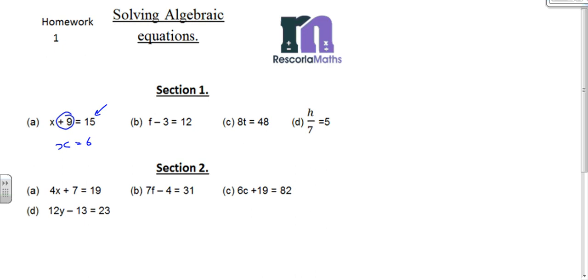Okay, question B. So we want to end up with f equals something, and what we need to do is get rid of this minus 3. So what's the opposite of minus 3? It's plus 3. So we add 3 onto this side, that's going to be 15.